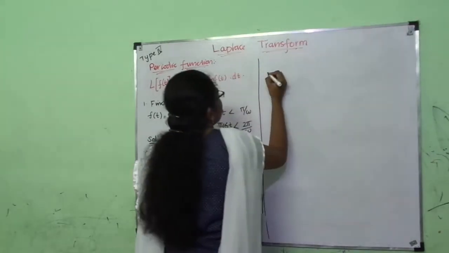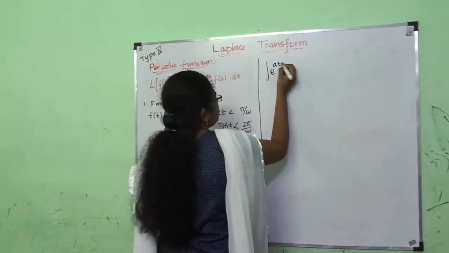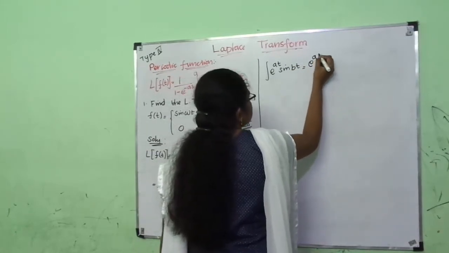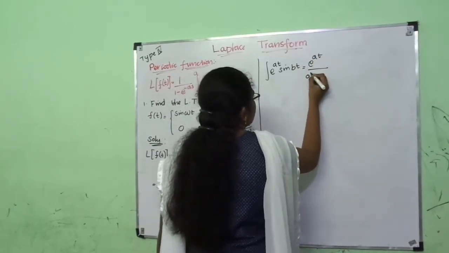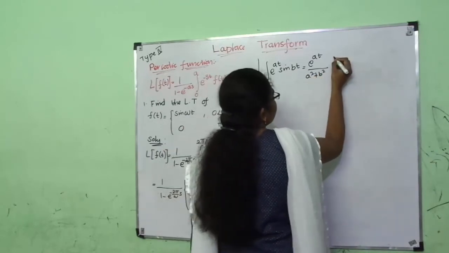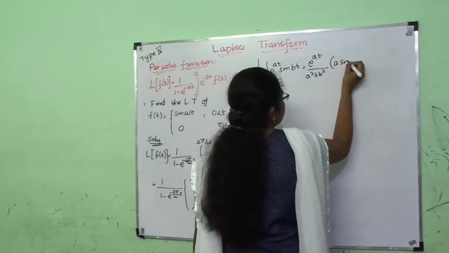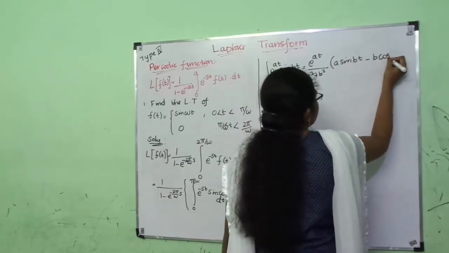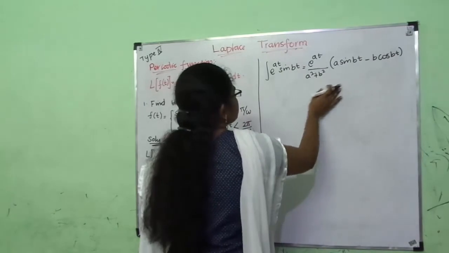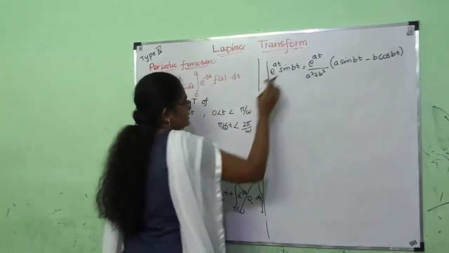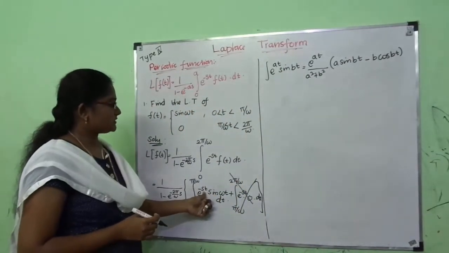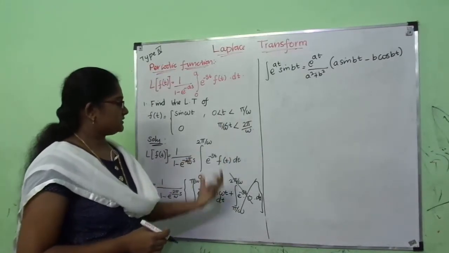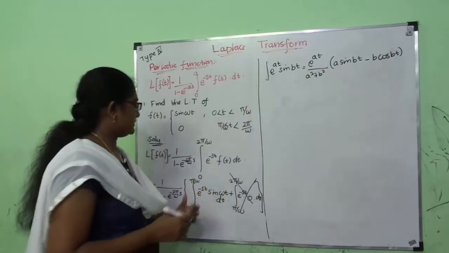Let's note a formula. Integration of e power at sin bt is equal to e power at by a square plus b square, into a sin bt minus b cos bt. This is the integration formula for e power at sin bt. In the place of a we have minus s, and in the place of b we have omega. So we are going to apply this integration formula here.